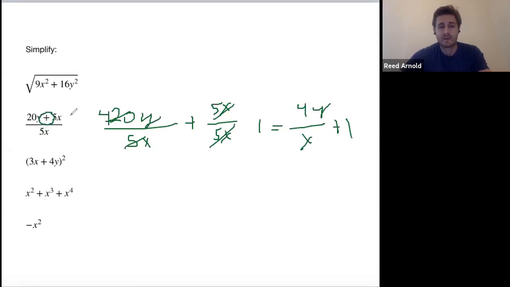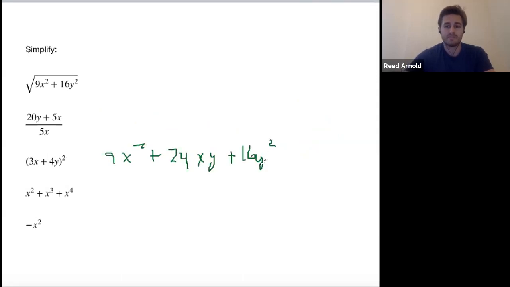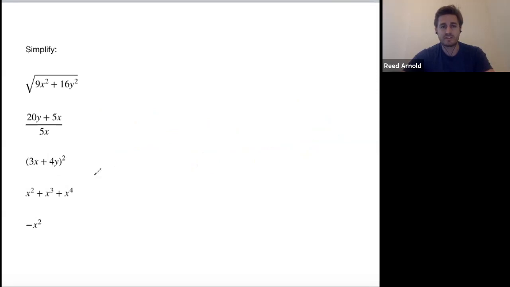It is added. Similarly here, you can't say that this is 9x squared plus 16y squared. That doesn't work. Can't distribute an exponent over addition. You can over multiplication. If it were 3x times 4y, you could. But this you've got to FOIL out. This would be 9x squared plus 24xy plus 16y squared. Okay. Can't just distribute an exponent over addition or subtraction. Only multiplication, division.